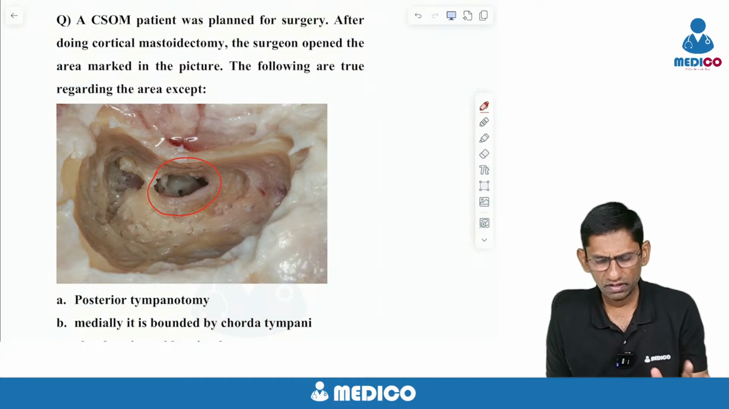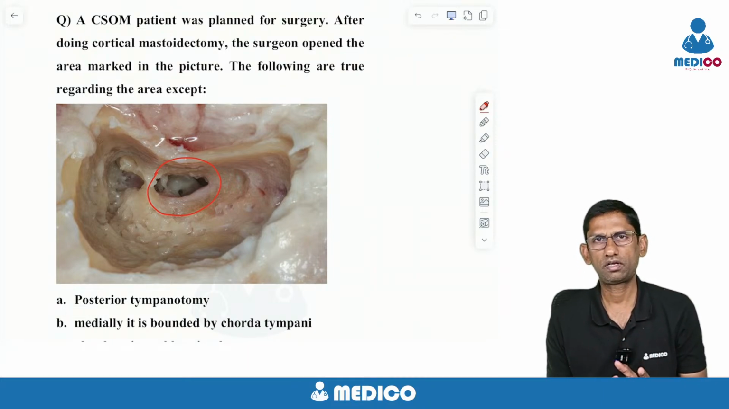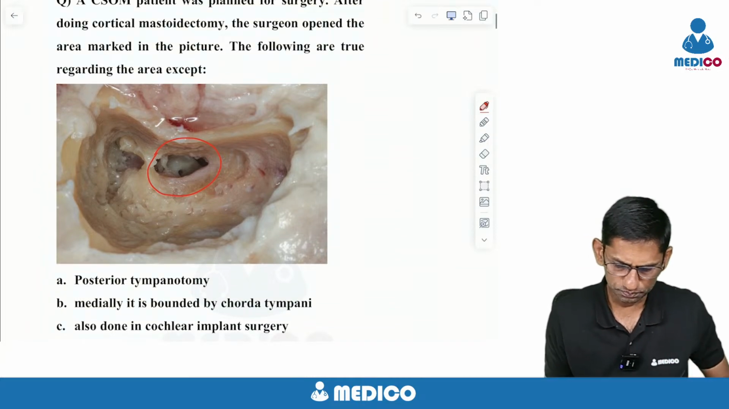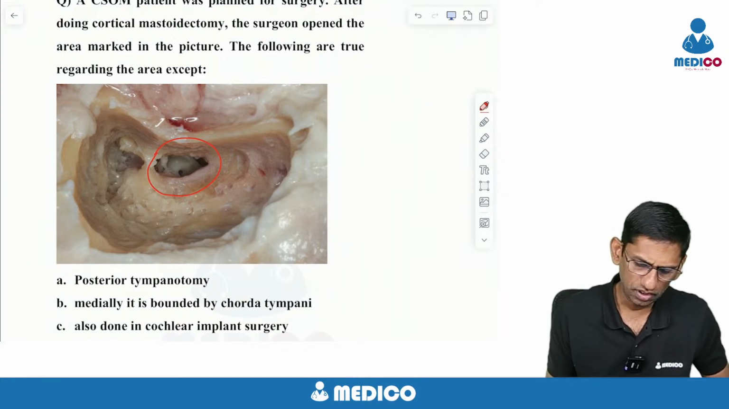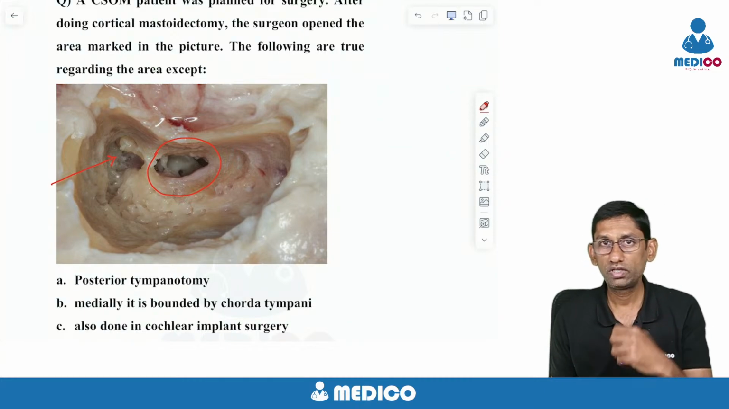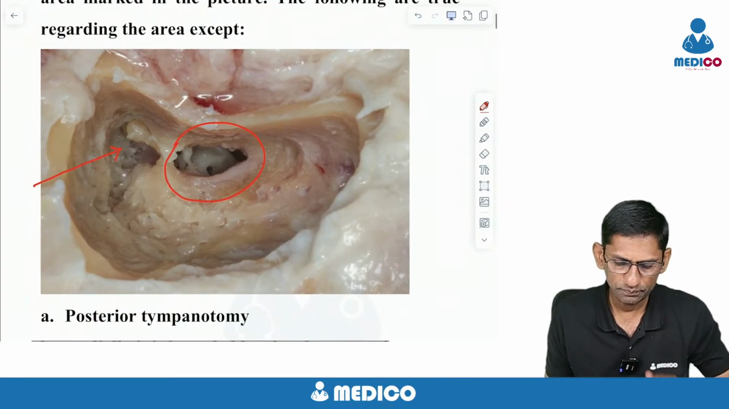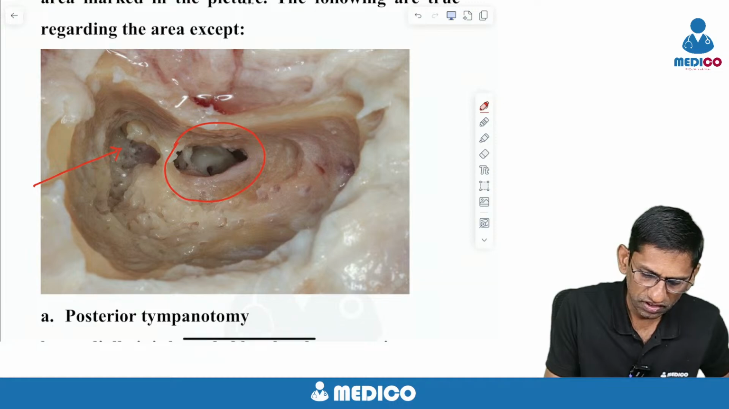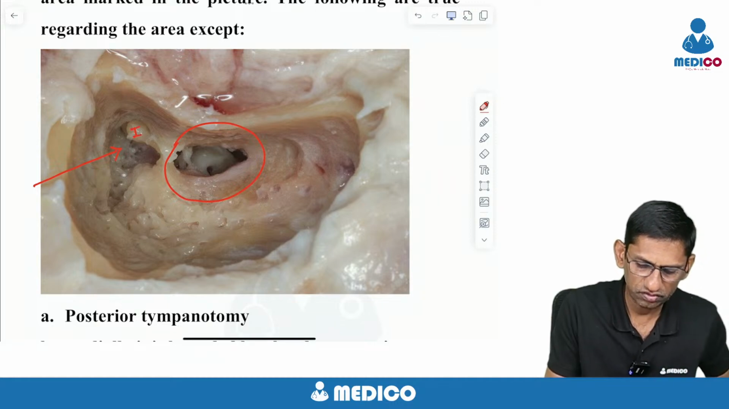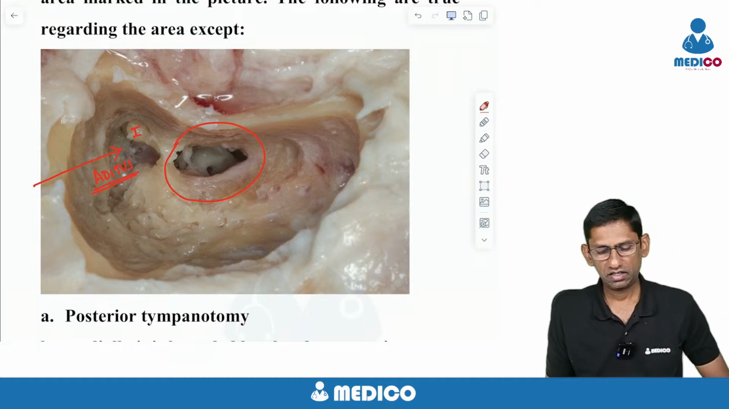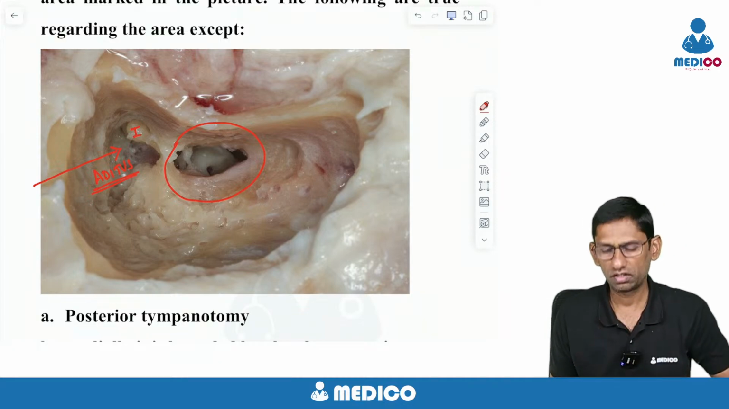This is a very, very important part of the middle ear area. This anatomy is quite important, so we have to remember. After doing a cortical mastoidectomy, more superiorly you will see a naturally existing opening connecting the epitympanum and the mastoid. Through that opening we can see the ossicle. This is the incus, the body of the incus. That naturally existing opening is called the aditus, connecting the epitympanum and the mastoid antrum.